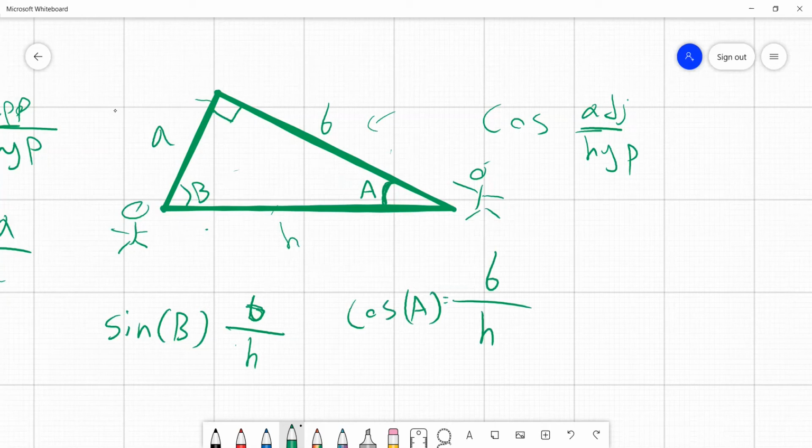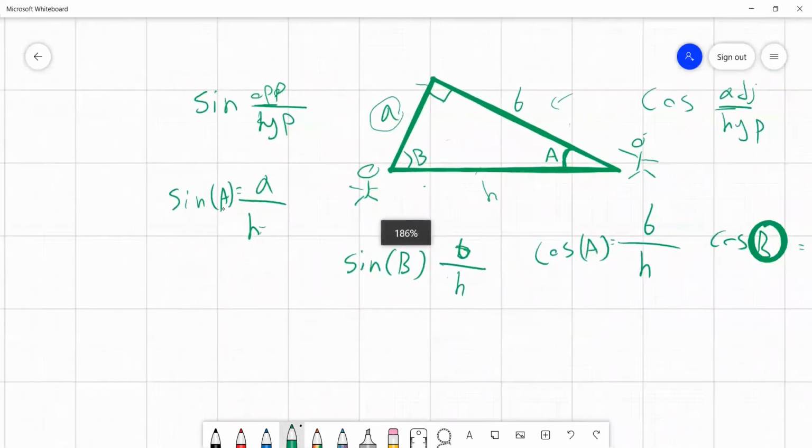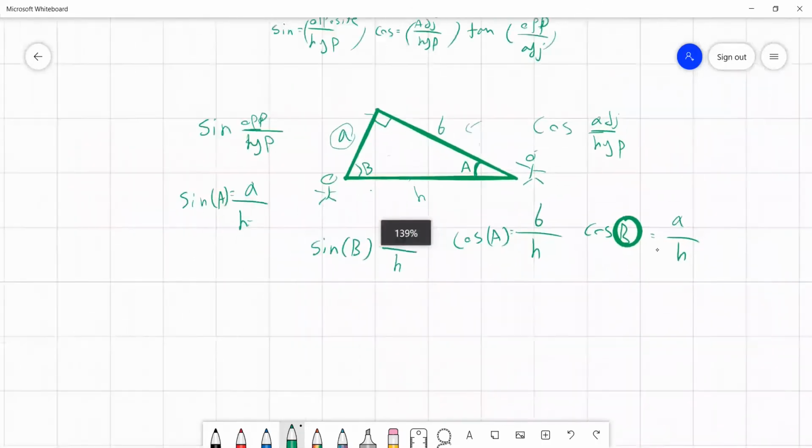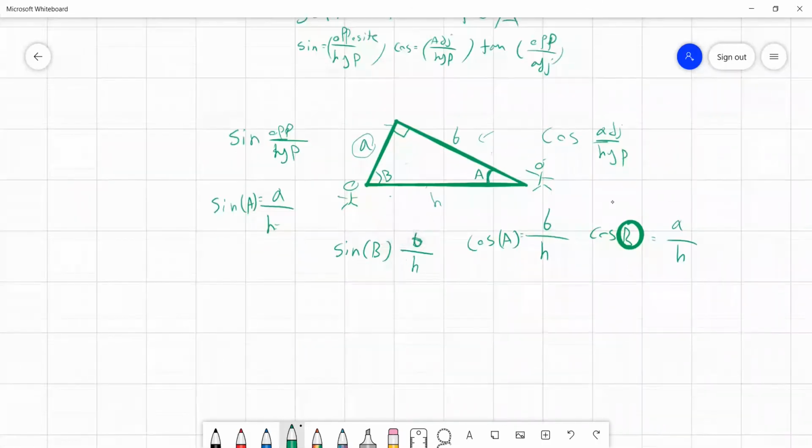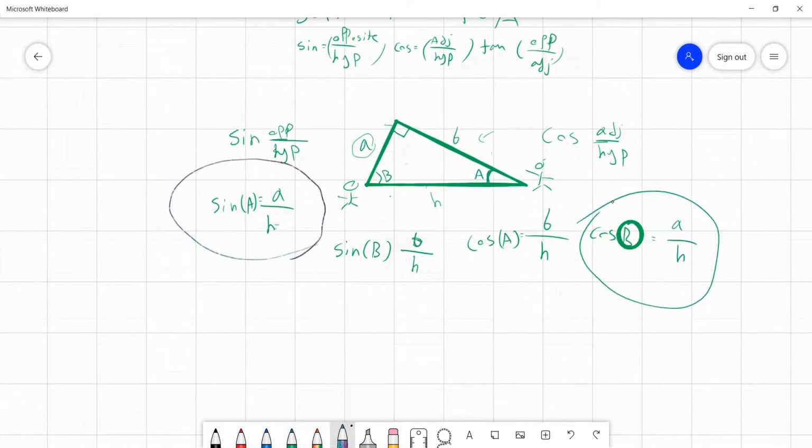But what about angle B? Its adjacent side happens to be this side, a. So cosine B would equal a over h. As you can see, when we had sine A, these two have switched places.